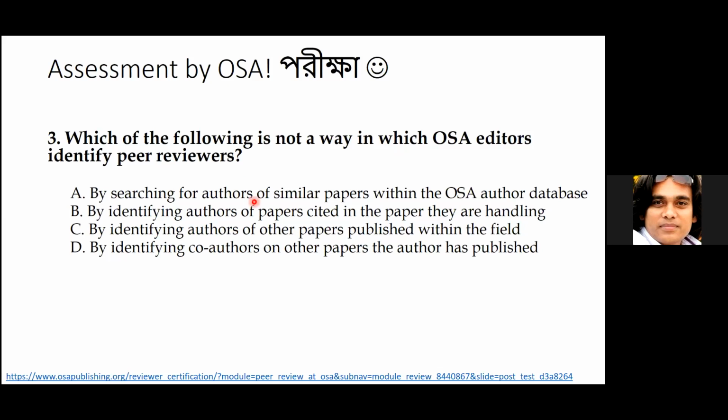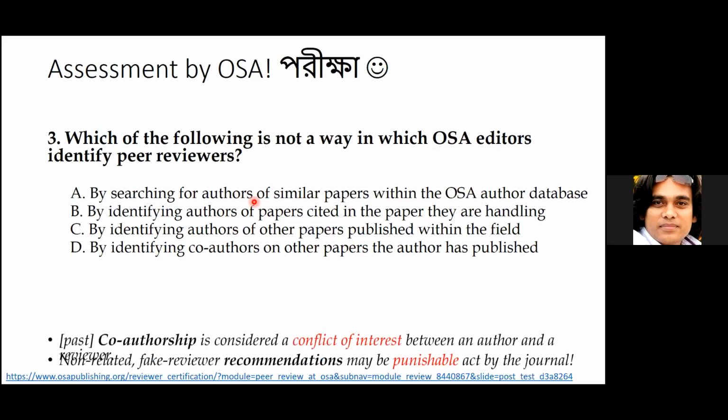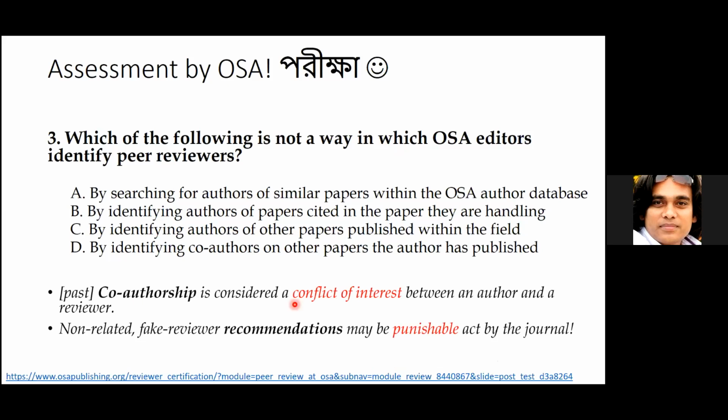And then one important point is that co-authorship is considered a conflict of interest between an author and a reviewer. So make sure that even past co-authors cannot be reviewers, nor non-related or fake reviewer recommendations. Because we know that as an author, when we submit to a journal, sometimes they ask us to mention 4 reviewers. And it is a problem for young researchers. They ask, how can I find 4 reviewers? It means that if you cannot find 4 experts related to your work, you do not know the work.